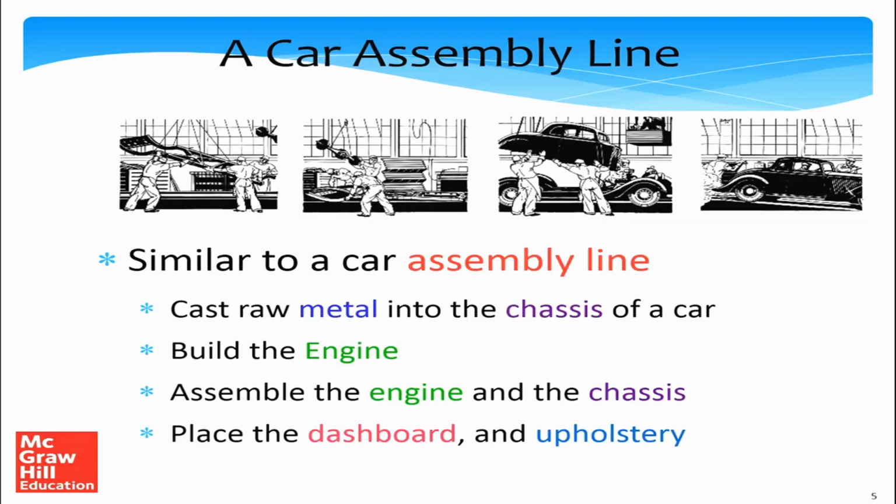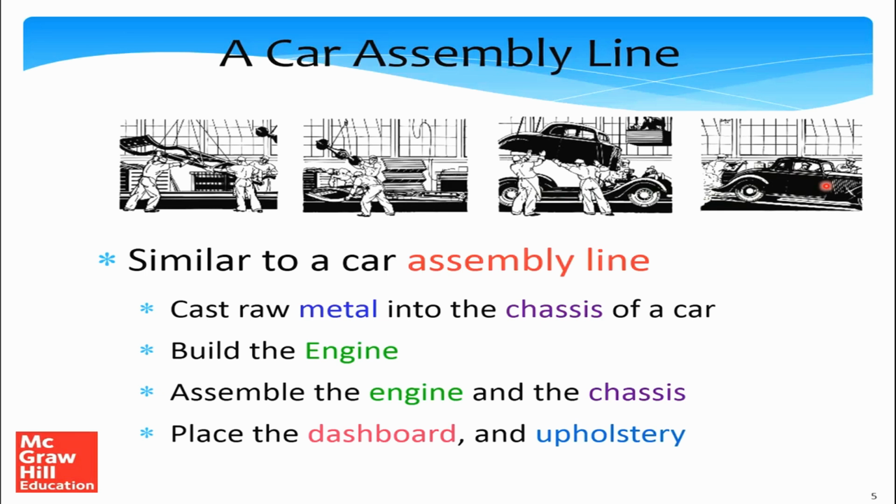So let's look at a car assembly line. In a car assembly line, we typically have different shops. One shop casts raw metal into the chassis of a car. Another shop builds the engines. Another shop builds the body. Another shop does the dashboard and the upholstery. Finally, one group of people puts everything together. At the end of the assembly line, the car is painted and tested, and then it's ready for delivery.